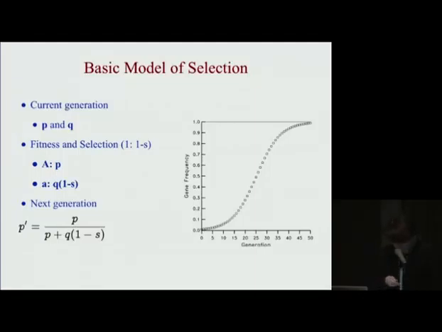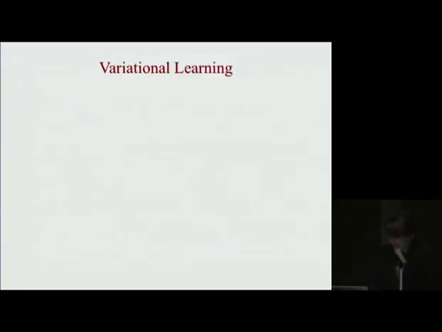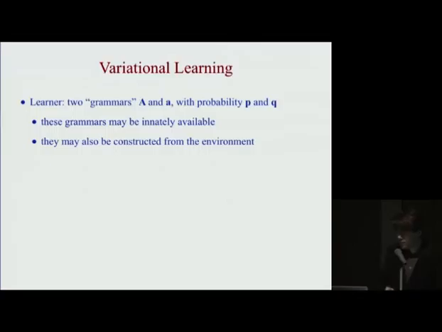So what we need to do here is, instead of having this very abstract biological model of transmission, we actually put linguistics into it and put the language acquisition process into this transmission process. This is something I developed when I was in graduate school, something called variational learning. It has to take the following form. Let's say the learner has two grammars, big A and small a, and they have probabilities P and Q in their minds. These grammars may be innate, these grammars may be constructed. It doesn't matter for the mathematics to go through.